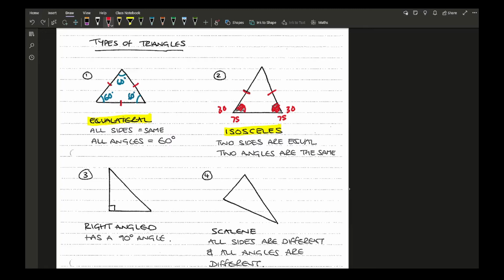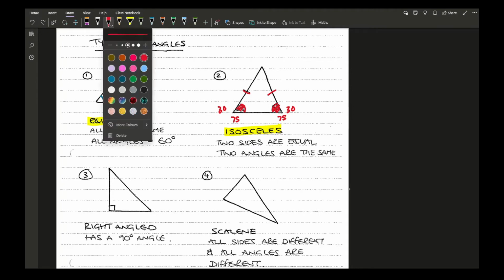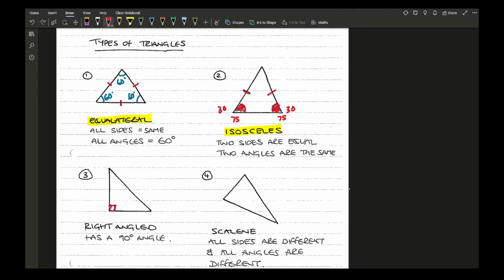The next type of triangle that we move on to is a right angle triangle. And again, the main property of a right angle triangle is that one angle is 90 degrees. And this is identified by having a little box in the corner that represents that this is 90 degrees.